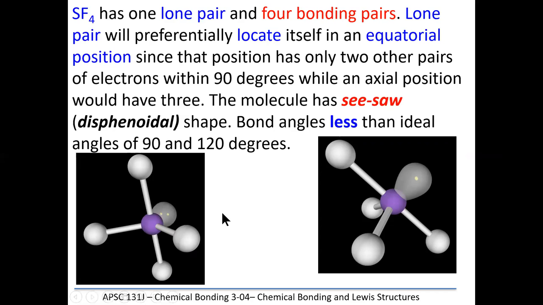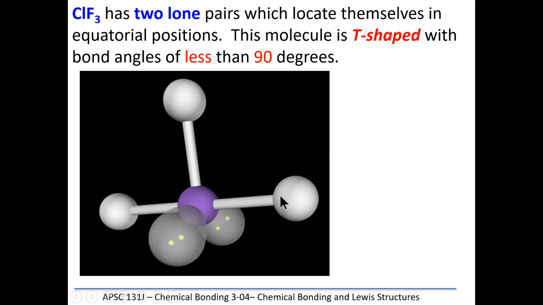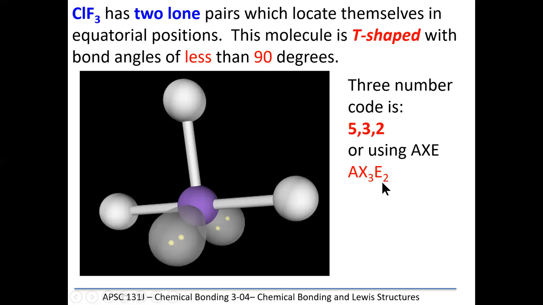So again, we are going to look at this. You can see the central atom is going to supply 2, 4, 5, 6, 7. So it's fluorine with three chlorines. And again, the shape, it's an upside down T shape here. The three number code would be a 5-3-2. Five electron pairs around the center, joined to three atoms with two unshared pairs. And if we're using our AXE designation, it's a single atom joined to three atoms with two unshared pairs, AX3E2.